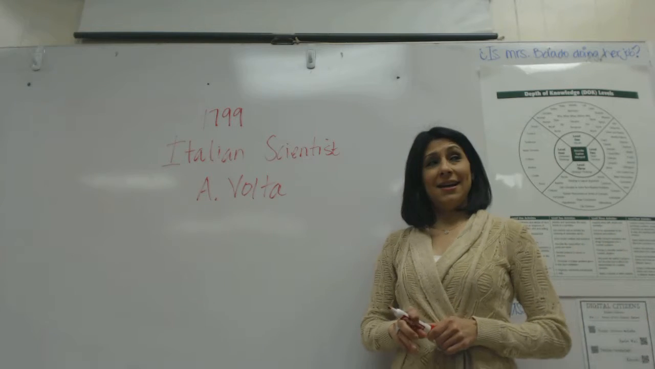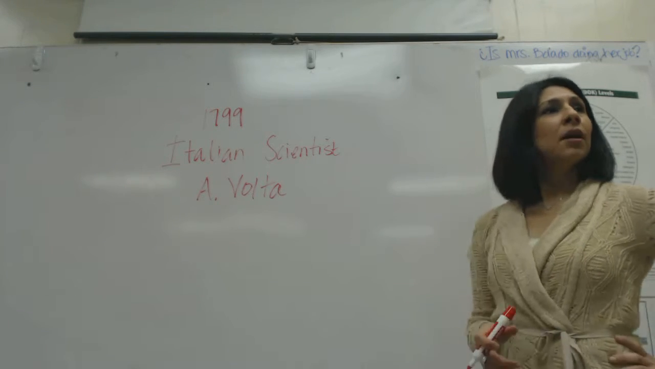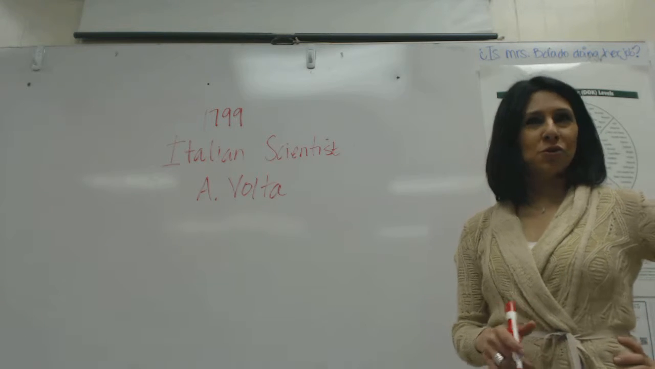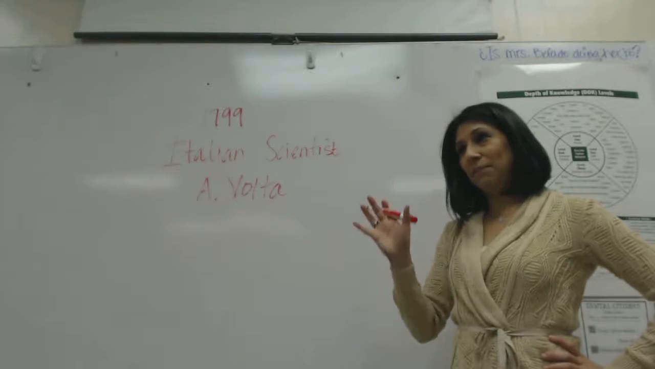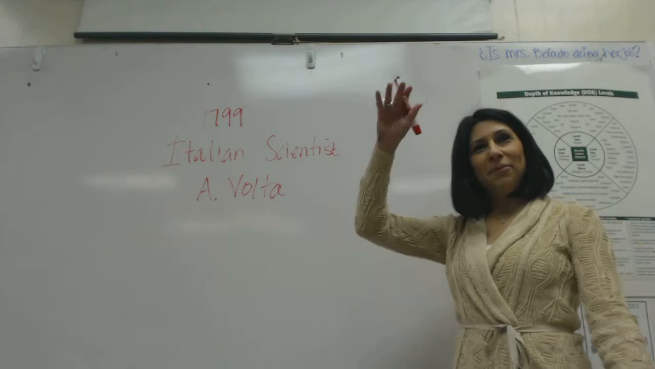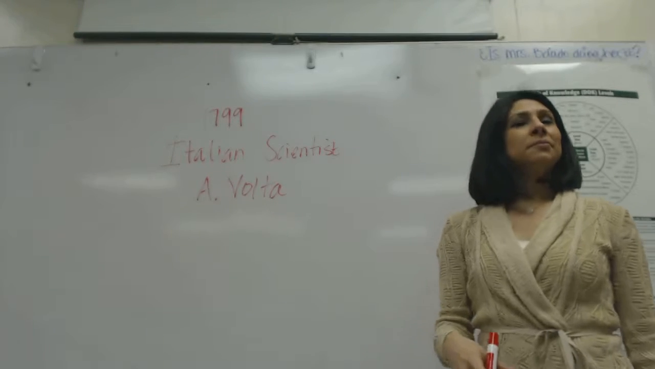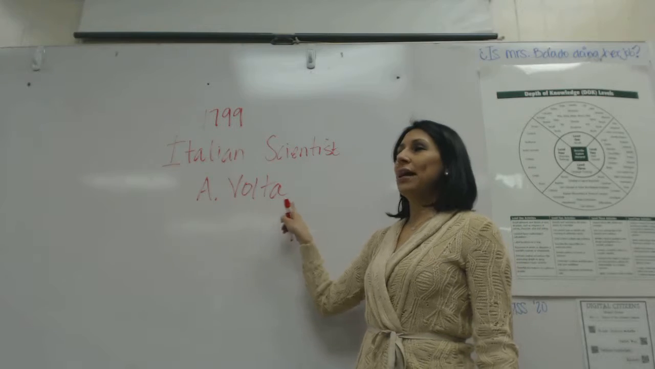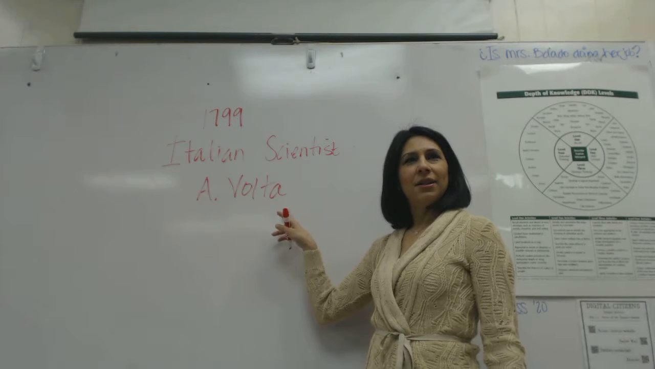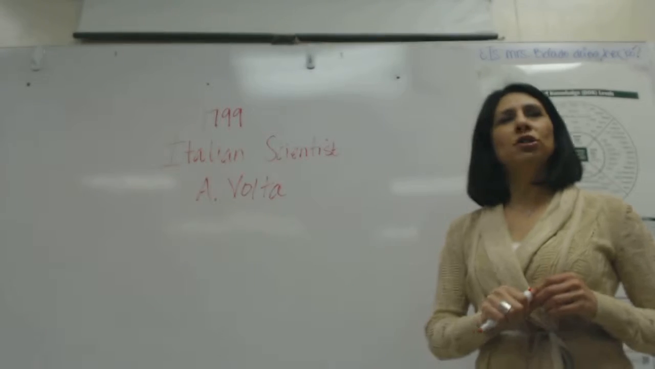Scientists. Back in 1799, the first battery was produced. Wow. Can you just picture what that battery looked like? Probably as big as the desk. And then it would only take 5 minutes. Okay. Now, do you understand where voltage comes from? Volt. Italian scientist. Mr. Volta.